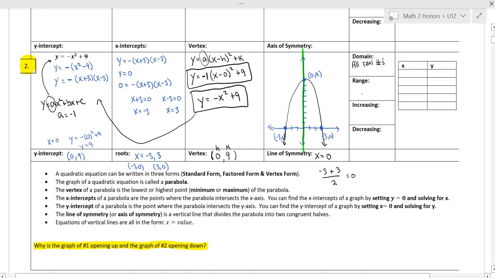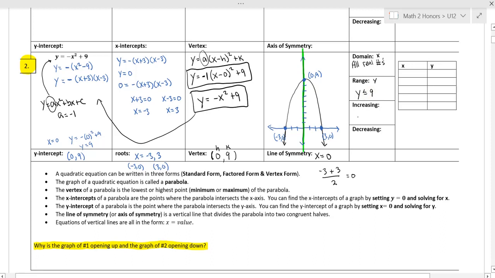For the range, the highest value, or the maximum, is at 9. So we're thinking y values for the range. So domain, remember, is x values. Range, we're talking about the y values. So the highest it goes is 9. The lowest it goes, well, -infinity. So it's everything below 9. It could also equal 9. So I'm going to say y is less than or equal to 9, or all y values less than or equal to 9.